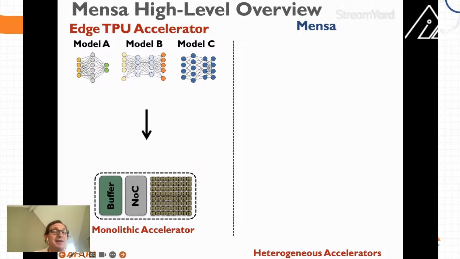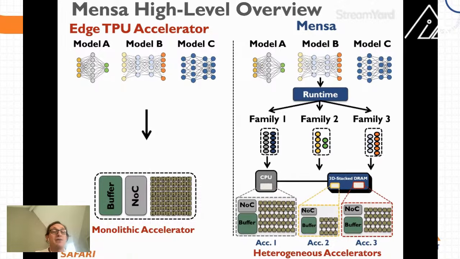If you look at the TPU accelerator, regardless of the model and regardless of the layer of the model, a single monolithic accelerator executes it. And as a result, it's limited. What we propose is, based on the different models and layers, a software runtime, which could also be hardware, we did software in this particular case, classifies the layers we're executing into families. And different families have different sorts of accelerators. For example, this family is a compute-centric family, and it runs on a compute-centric accelerator. These other families run on data-centric accelerators near memory, as you can see. So we propose a specific instance of this architecture, but the methodology is general. It could be generalized to many different types of families.